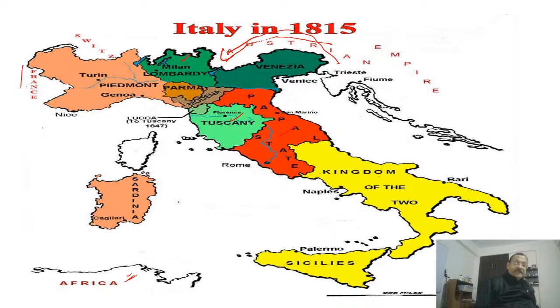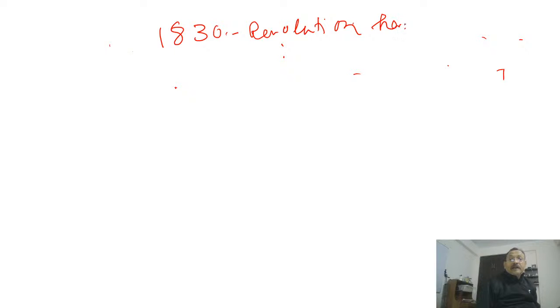That is the background behind the Italian unification. Another thing: what was the impact of the 1830 revolution on the Italian unification movement? It is important to know that before Italian unification, the revolution of 1830 also took place. The conditions of Italy during the time of 1830: a revolution has also taken place.